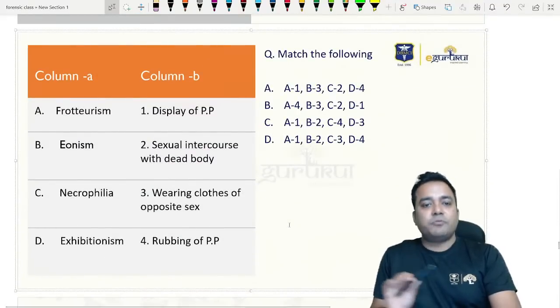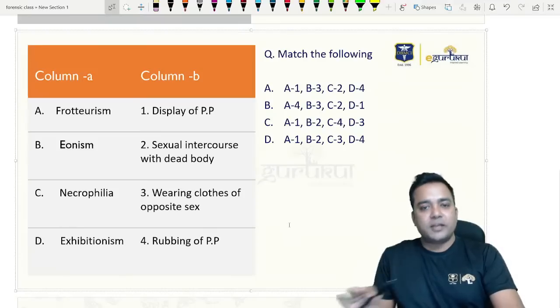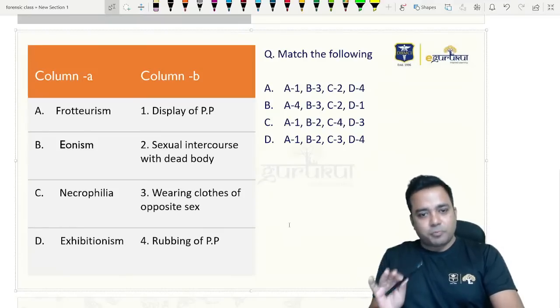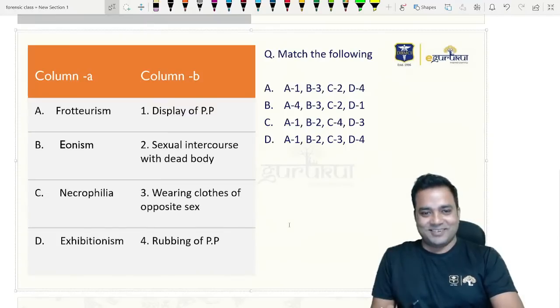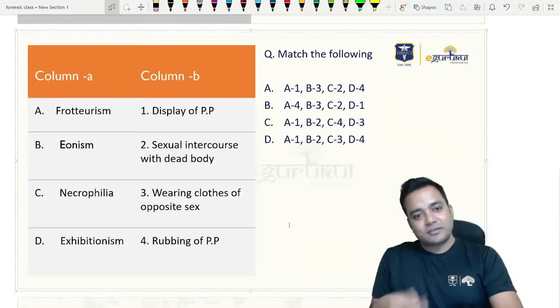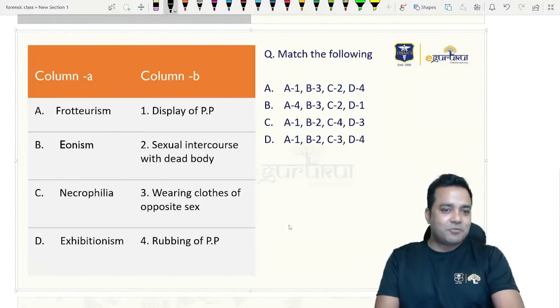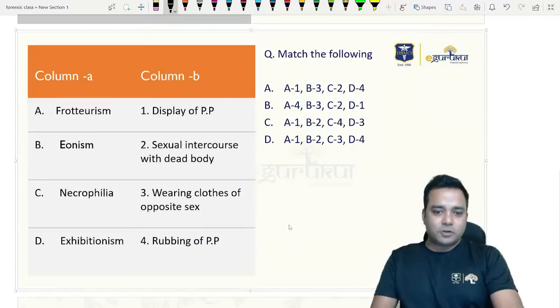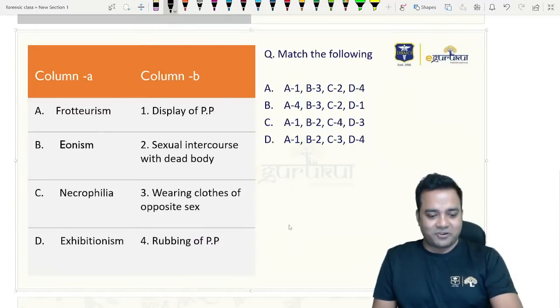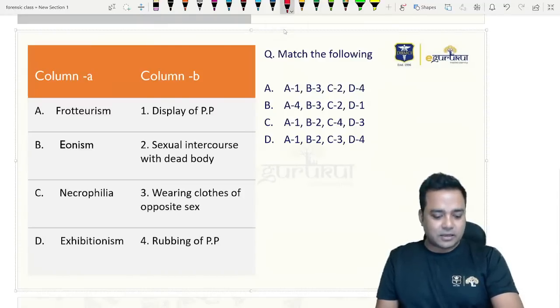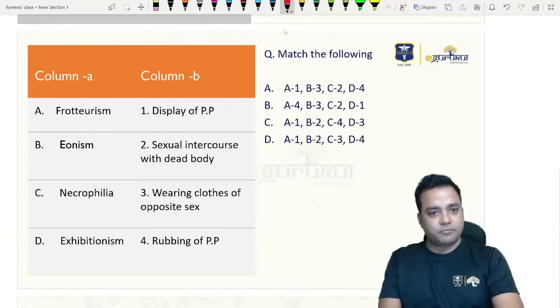This was the beautiful question, the most beautiful question from FM. The examiners did not forget that this topic was still left. Finally it was asked, and the way of asking was unique. In one column they gave you 4 perversions. In another column they wanted to know whether you know the details of these perversions or not. Finally the question has come. This is a fascinating topic. So what will be the correct answer? Frotteurism goes with rubbing of private parts. Eonism is also called transvestism or cross-dressing.